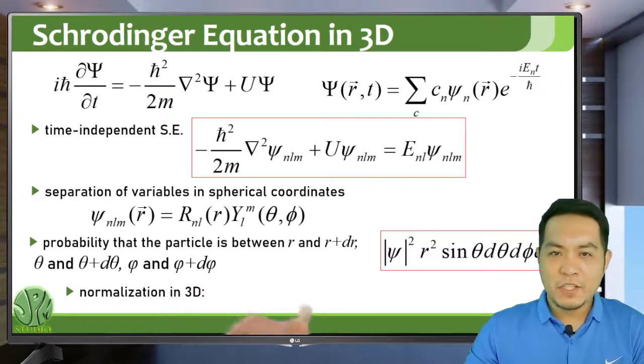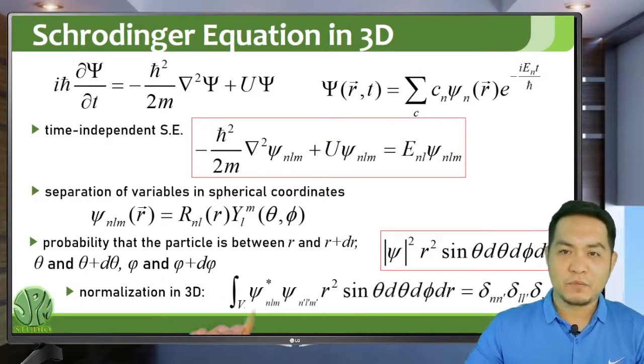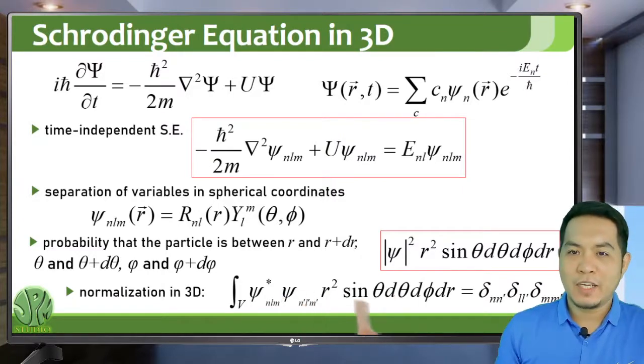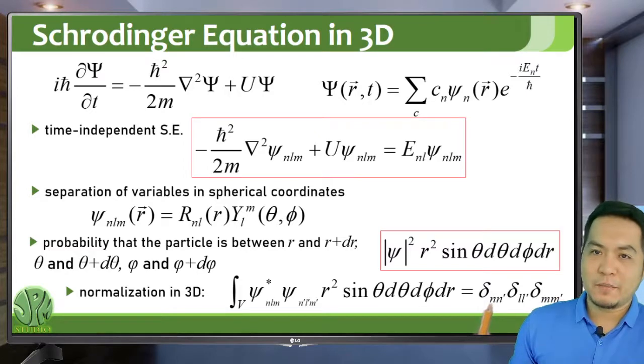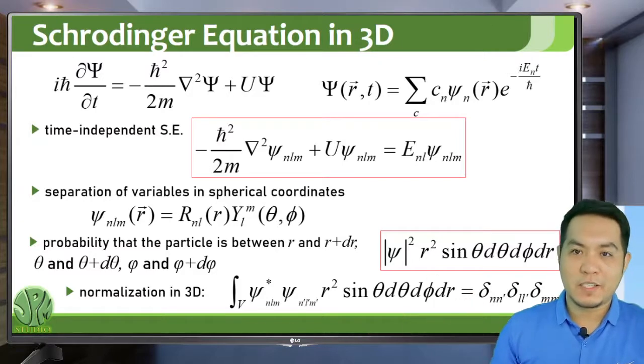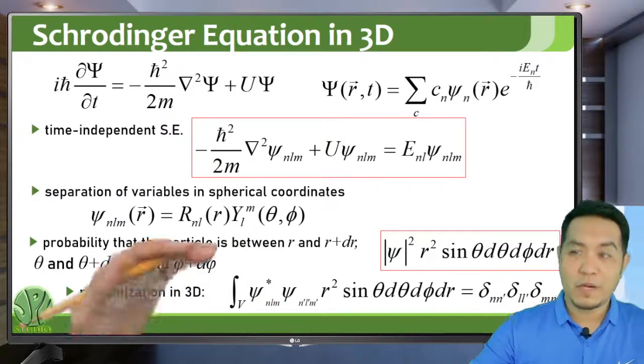So in three dimensions, the normalization condition will now look like this. So you will now have three Kronecker delta functions: delta n n prime, delta l l prime, delta m m prime. So the value of this, since this is the normalization condition, is either 1 or 0.